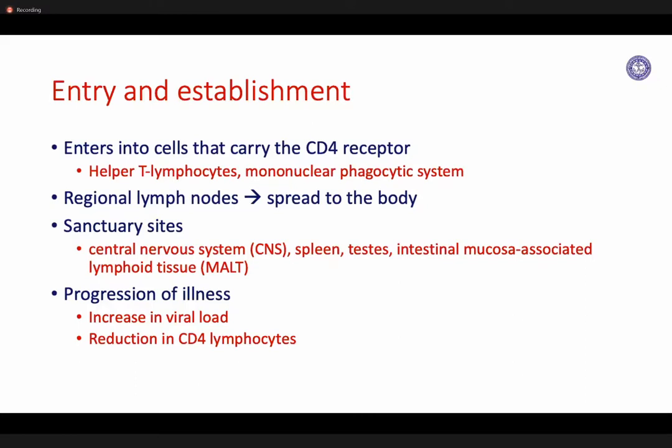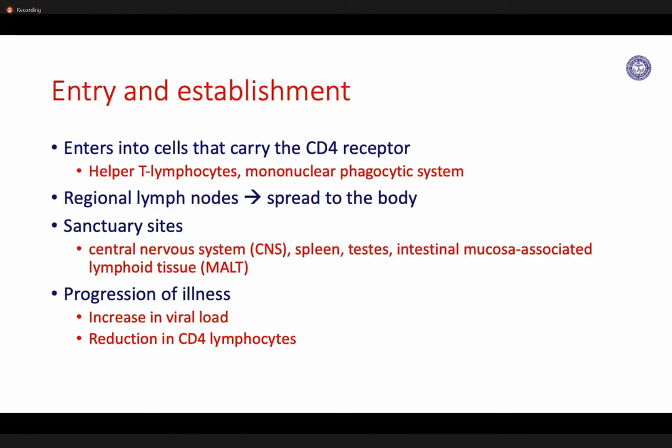So once the virus enters CD4 cells, it spreads with the cells, like helper lymphocytes and the antigen presenting cells. They enter the lymphatics and go to regional lymph nodes, and then they spread in the body. And then they settle in what are called sanctuary sites. Sanctuary sites are places which our immune system cannot reach. That includes the central nervous system, spleen, the testes, because there's something called the blood-testis barrier, and intestinal mucosa-associated lymphoid tissue or MALT. Now, in the rest of the body, our immune system can hunt down HIV-infected lymphocytes or mononuclear cells and destroy the virus and those hosting cells.